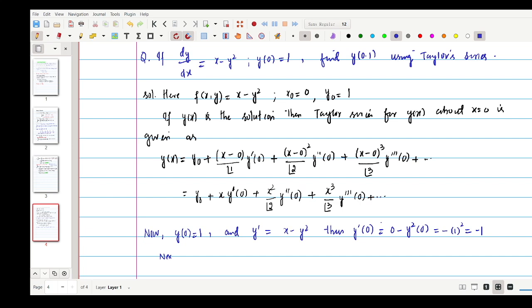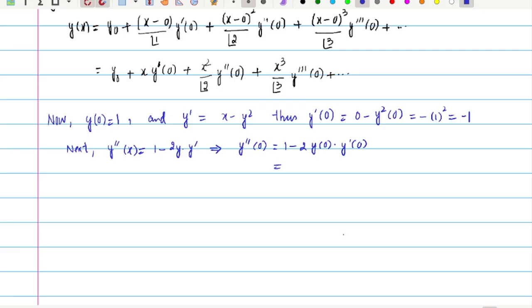Now next, y double dash of x. This is equal to the derivative of y dash of x. So this will be equal to 1 minus the derivative of y square, that is 2y, into the derivative of y, that is y dash. This implies y double dash at 0 is equal to 1 minus 2 into y of 0 into y dash of 0. So this is equal to 1 minus 2. Now y of 0, as we know, is equal to 1 and y dash of 0 is equal to minus 1. So this combined gives us 3.